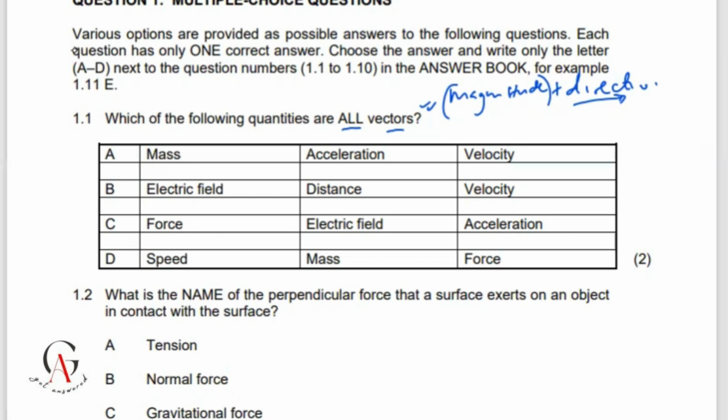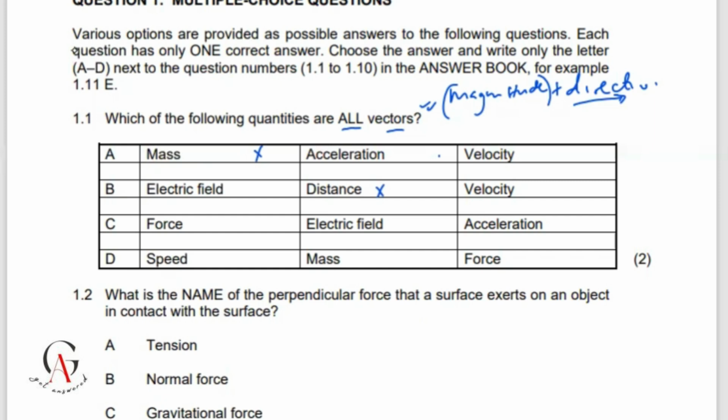So when we look at mass, remember we said we start with the elimination approach. Mass is not a vector. So the fact that mass is not a vector, the whole option goes, even if velocity and acceleration are. Mass kills that option. Option B, when we look at electric field, distance is a scalar, even if the rest are. So option B is also out.